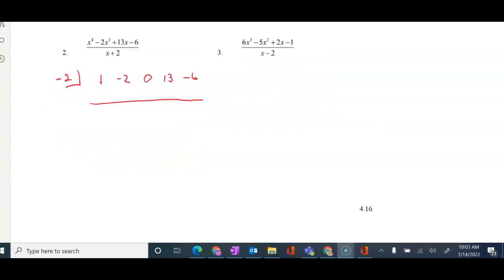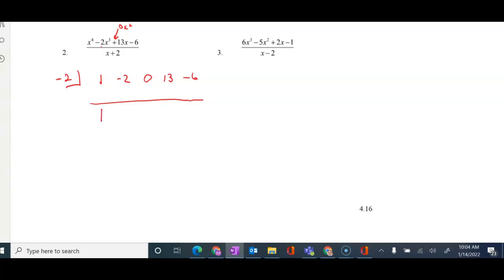In example number 2, I'm going ahead and set it up. I'll put the opposite of the constant of our divisor in the box. So I got a negative 2 ready to go. And then I put the coefficients of the dividend. So it's 1x to the fourth, negative 2x cubed, and there's no squared term. There's 0x squared in this problem. So make sure you put a place for the 0, the squared term. If there's any missing terms, represent it with a 0. And then the 13x and negative 6. So it's ready to go.